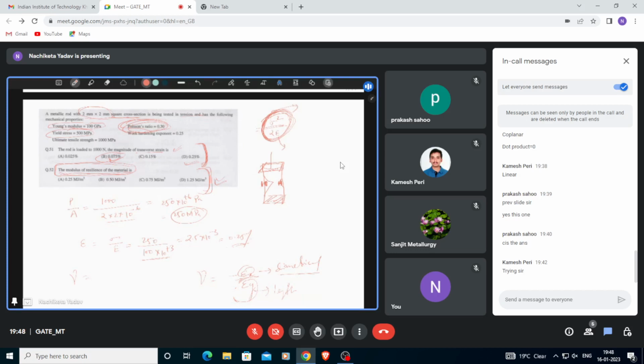What will be the modulus of resilience? You just told, resilience will be sigma square by 2E. This is the yield stress. Are you getting it? Not the pure stress values, and not conventional stress. So can you tell me what will be the modulus of resilience?